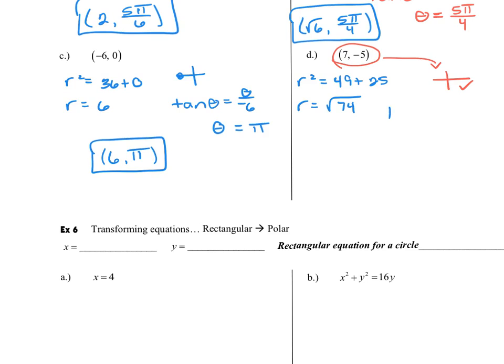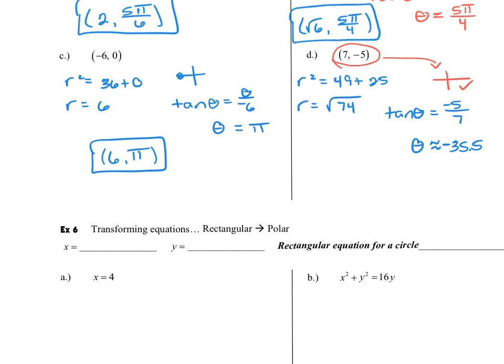So we're going to say tangent theta is going to be a negative 5 over 7, has to be y over x. And when I type that in my calculator, remember the calculator only knows the pre-programmed restrictions. So it's going to give us, I'm going to do it in degrees, it's going to give us a negative angle in the fourth quadrant, and it's going to give us a negative 35.5.